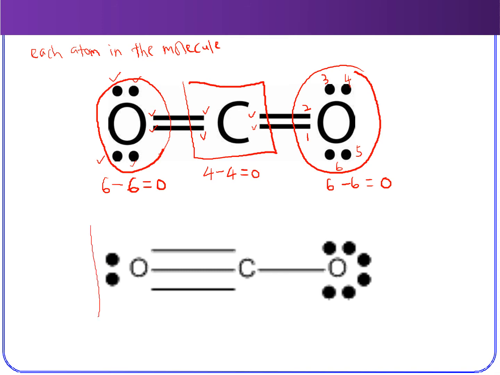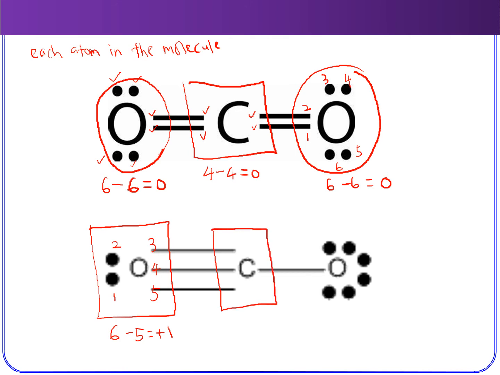Now let's look at the oxygen with the triple bond. 6 valence electrons minus 1, 2, 3, 4, 5 equals positive 1. This one, 4 valence electrons minus 1, 2, 3, 4, equals 0. While for the oxygen with the single bond, it is 6 minus 1, 2, 3, 4, 5, 6, and 7. So 6 minus 7 equals negative 1.